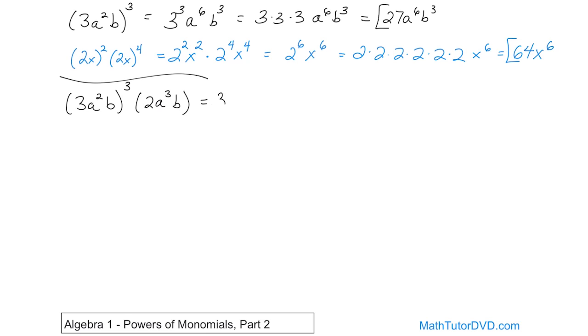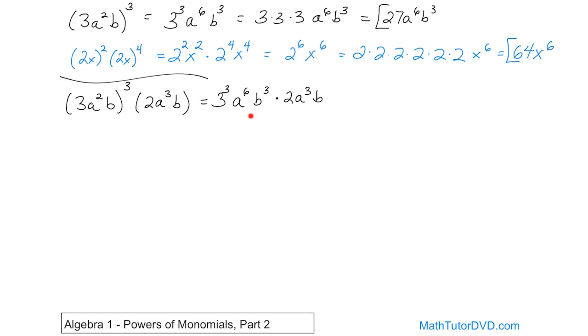So it'll be 3 raised to the power of 3 times a to the 6, because 3 times 2 is 6, okay? And then it'll be b cubed. And then we'll be multiplying this by the 2a cubed b. There's really nothing to do there until later. So now we look at this and try to combine like terms, or I shouldn't say combine like terms, but look for the same bases so we can simplify things.